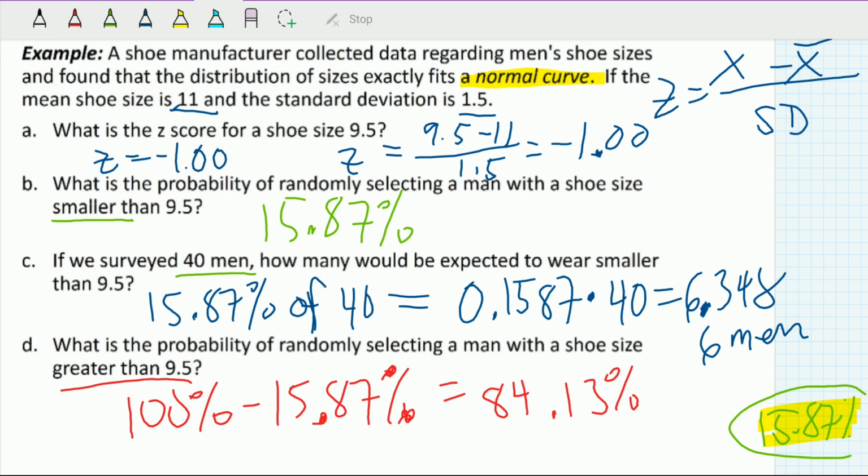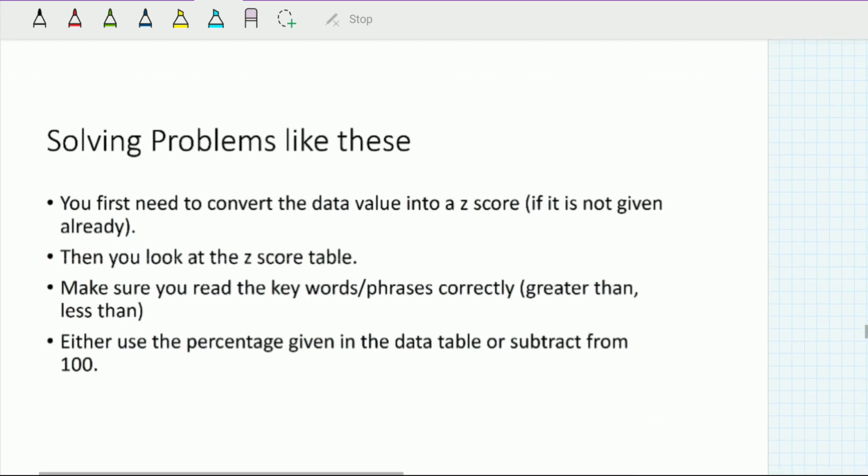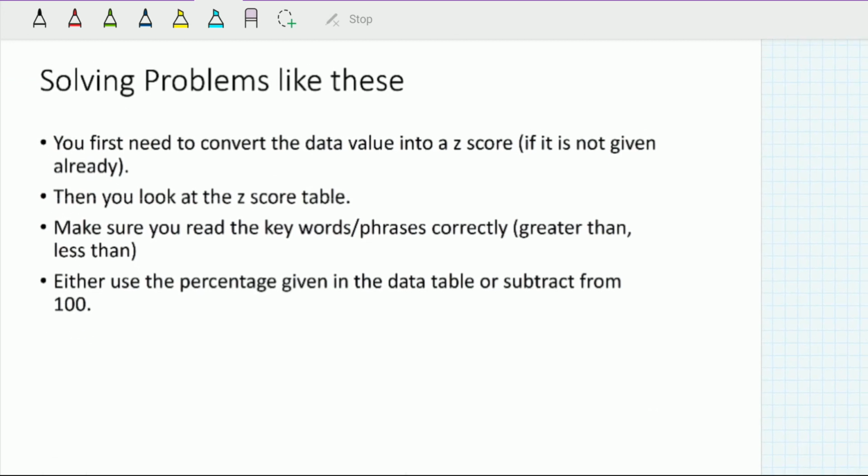Okay, so let's go ahead and move on to the next example. Just a little quick heads up, right? This here is my advice for some of those problems. Convert the data into a z-score if it's not given to you already, and then you look for that in the z-score table. Make sure you are reading the keywords, basically. That's the most important part. Keywords, is it greater than, less than? Are they looking for the left side of the curve or the right side of the curve? The table I gave you, or the one that I linked, that is the left side of the curve. So just be aware of that. There are different tables as well, so just be careful.